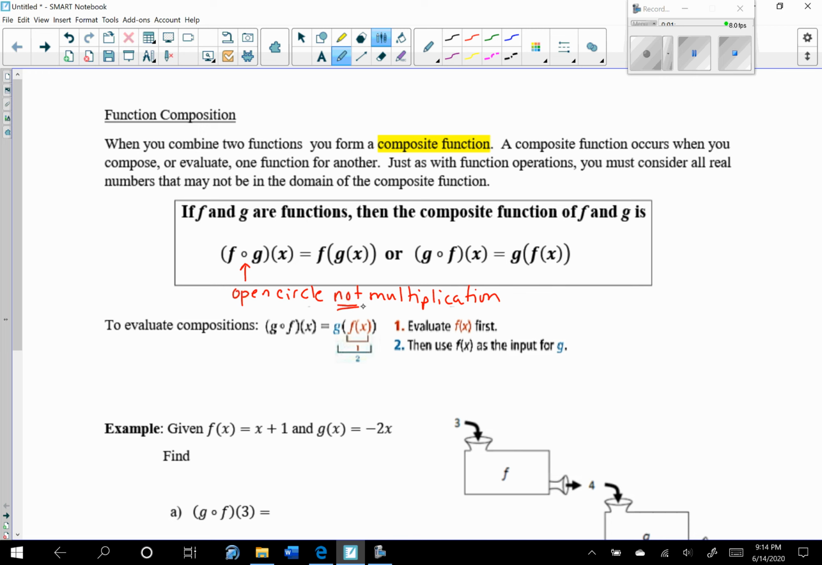And so when you are evaluating your compositions, you always want to evaluate the inner one first. So in this case, the inner one would be the g of x because it's on the inside. Same thing over here, the inside one would be f of x. So depending on which one you're doing, you would have to look first, and then you're going to use that answer and input it to the second function.